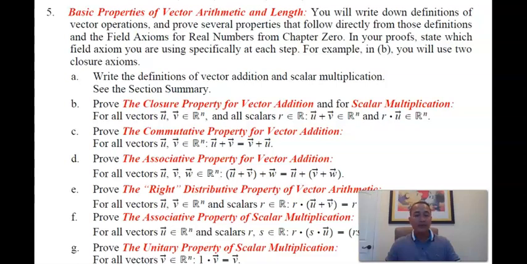These are all from the main theorem of section 1.1, which talks about the properties of vector arithmetic. So, you're going to be asked to prove a closure property for addition and scalar multiplication, commutative property, the associative property, a distributive property, and so on. Now, in the text, there is an example which shows how to prove one of the properties. So, let's go to that example.